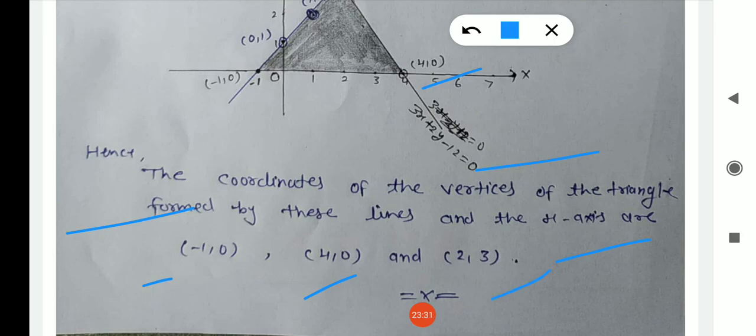So our exercise 3.2 is complete. In the next video we will discuss exercise 3.3, which is based on the substitution method of pair of linear equations.